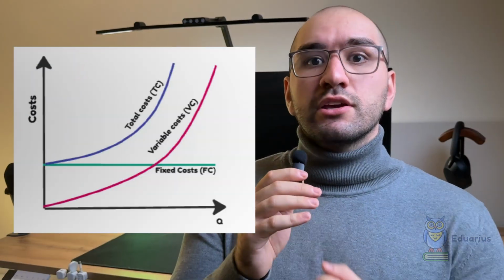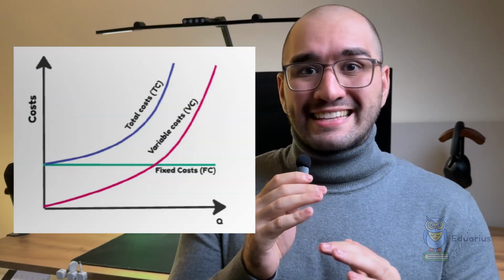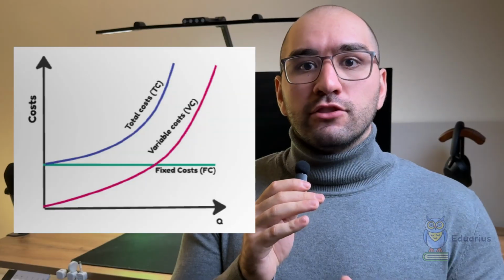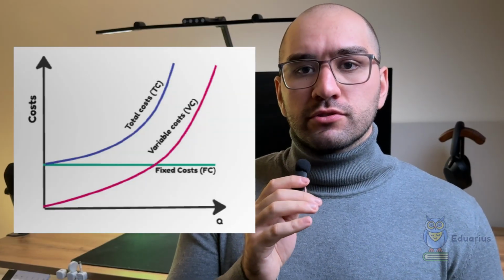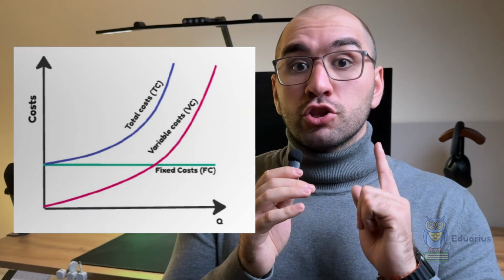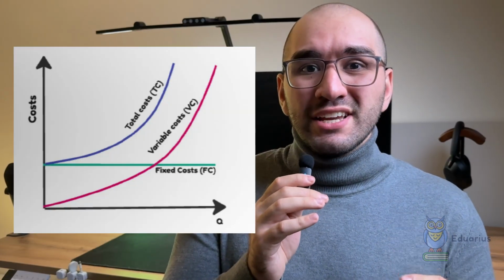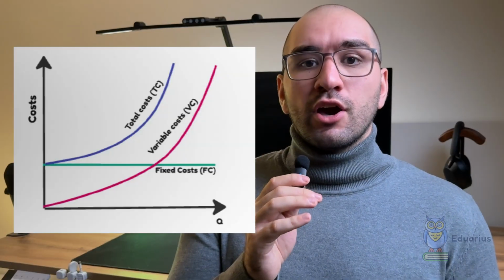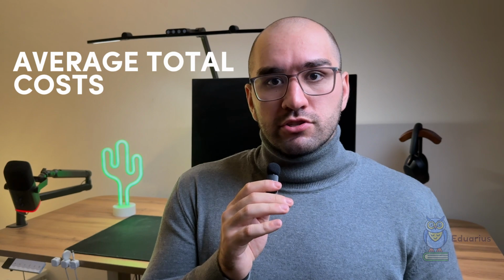Here you can see three curves where fixed costs are a static, horizontal line and do not vary with the output produced. Variable costs are increasing with output produced, and total costs are increasing from the point where variable costs start. Moreover, there are average costs of the firms.